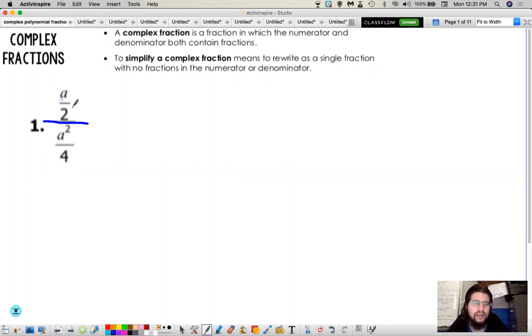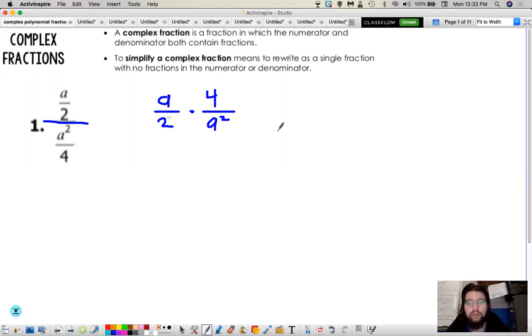Always a good idea if you simplify first, if you can, in the numerator and the denominator. I'm looking, nothing simplifies, so then I'm going to go ahead and multiply by the reciprocal here, since this is a division. Remember, fraction is just division. So I'm dividing this first fraction on the numerator by this fraction on the denominator. So I'm going to rewrite it. A over 2, don't change that one, and we reciprocate the second fraction.